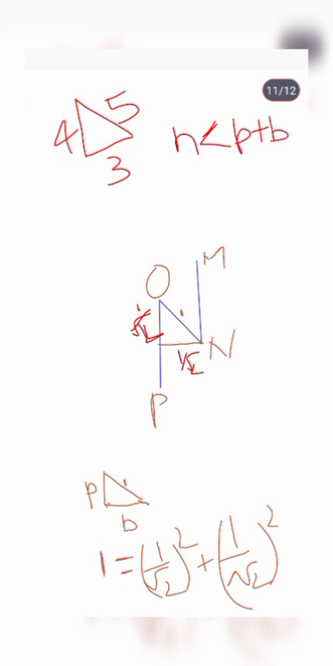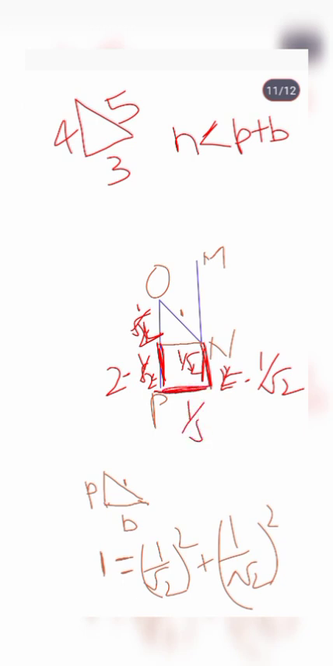Now consider this line. Overall it was 2, the upper part is 1 by root 2, then what is left is 2 minus 1 by root 2. Okay, clear. Now consider here, this will also be equal to 2 minus 1 by root 2. Now we will join this line, and it will be equal to 1 by root 2. Now overall, this is MN, and this is OP.